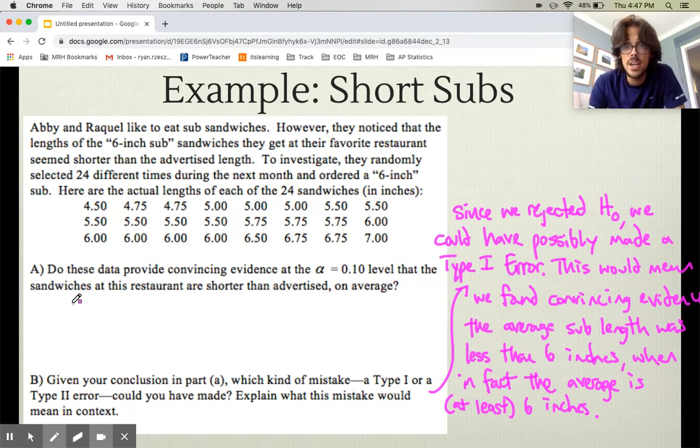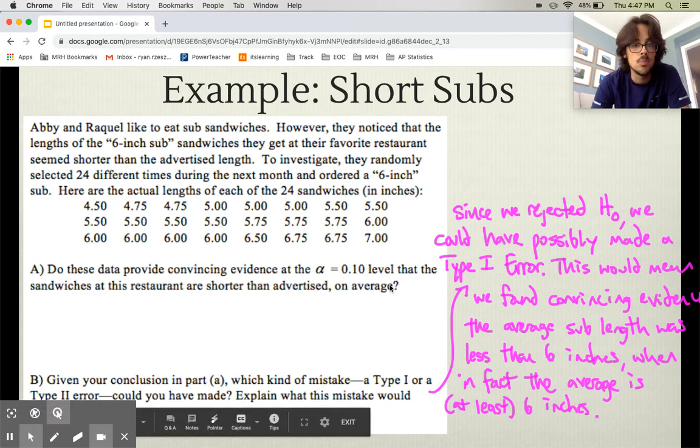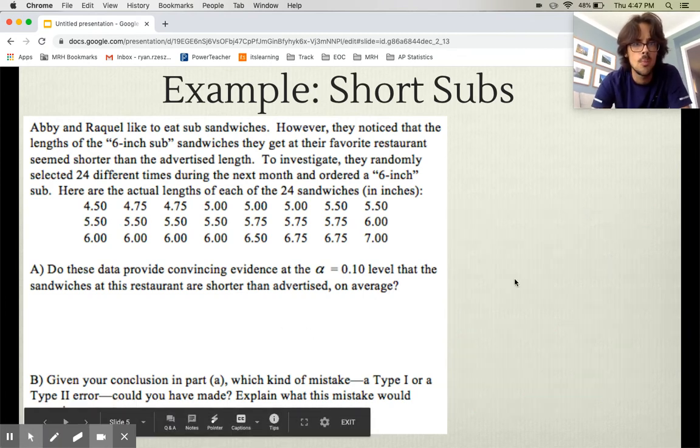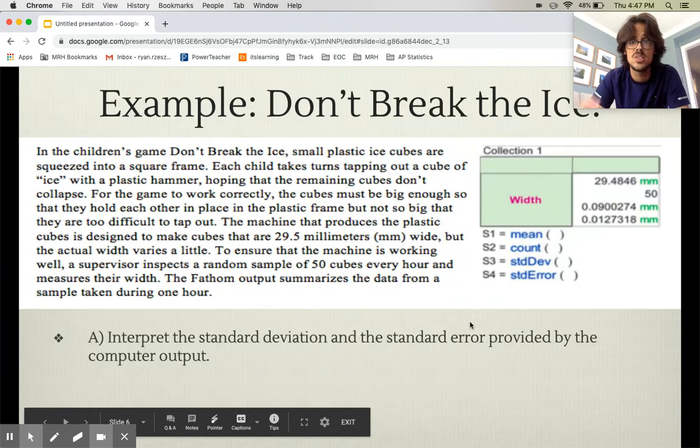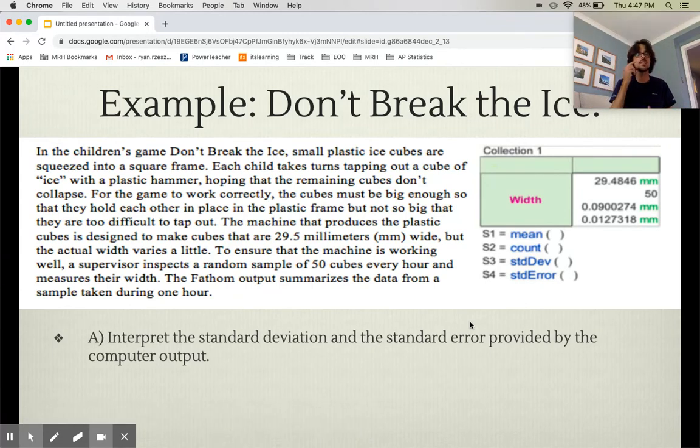So a type 1 error in this context would be finding convincing evidence that the subs are too short on average, when in reality, they're not too short. So I have a basic explanation of that written down below. Go ahead and make sure you have something similar on your own papers. We're going to do one more example problem in this next video, and I'll probably take pieces of it and just put them up there to save a little bit of time here.